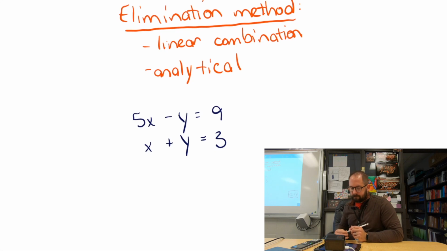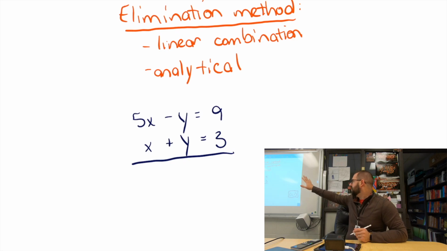So, what you want to do is draw a line underneath your problem. And what we're going to do, and I know this seems really weird, you want to check to see if one of your variables, one of your letters, has the same number in front of it. So up there for x or y, does one of the letters have the same number out front?